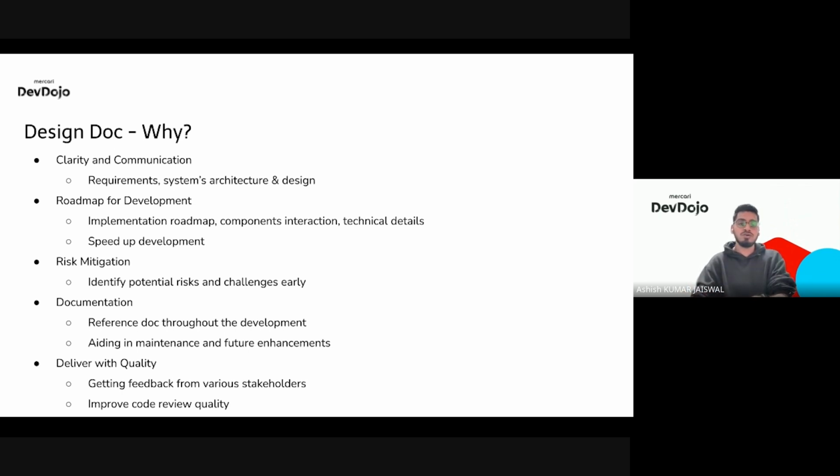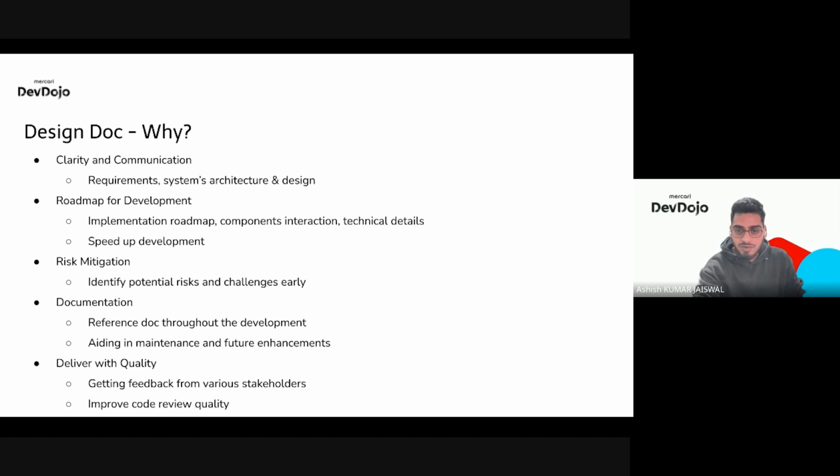So when you start writing the code, you will have the overall picture of how you're going to proceed, right? It will help a lot when you start the development. It will also improve the code review quality, because other stakeholders are aware of why you wrote the code like this, since they have seen the technical details in the design doc. So overall, when you deliver the project, you will deliver with better quality.